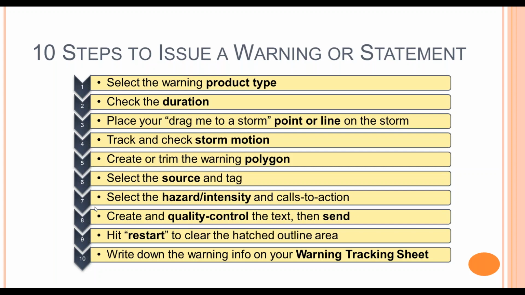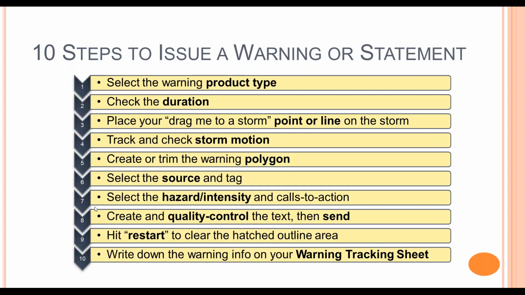From there, you get into the text of the warning, selecting the source and the tag if that applies, selecting the hazard and intensity, for example, your hail sizes or your wind speeds, and then your calls to action. You create and quality control the text. You can catch a lot of mistakes in the warning process if you take a moment to look at the warning text before you send it out. Make sure it's the type you wanted. Make sure the storm motion doesn't say 70, or if it does, that was your intent. Just to make sure that the towns and locations in it are included as you meant them to be. Make sure it looks okay. Then send that out.